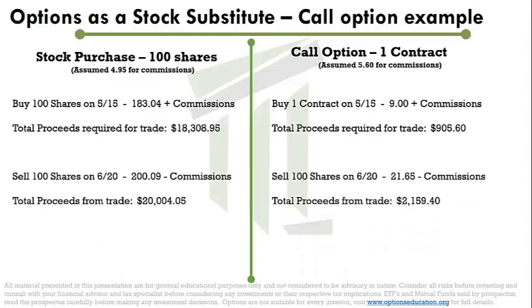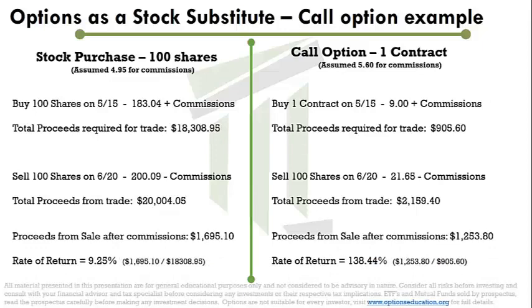When the stock on June the 20th is trading for $200.09, the investor can sell the stock and receive $20,004.05 in proceeds. On the same date, if the investor elects to sell the options, he's going to sell them for $21.65 minus commissions for a total of $2,159.40. So the proceeds from the sale after commissions on the stock are $1,695, whereas on the option, it's $1,253. Certainly the investor brings in more capital by investing in stock.